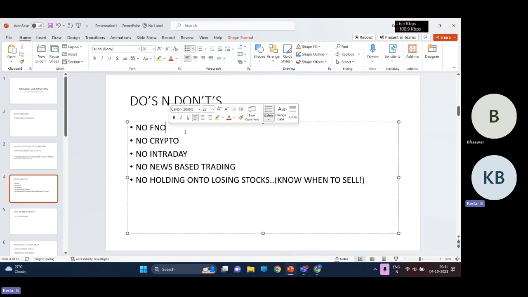the probability game. In FNO, 90% of the traders lose their money, as posted by SEBI this year. It's because the probability of winning in FNO is so low. There is a concept called time decay, which will be against you in option buying and all. Overall, it's a losing game, and you have to be continuously attached to the screens and everything.